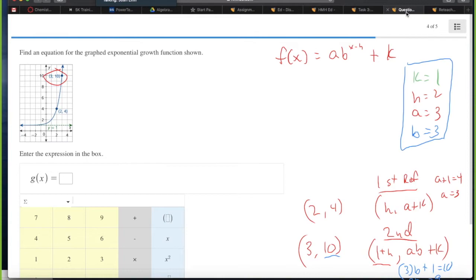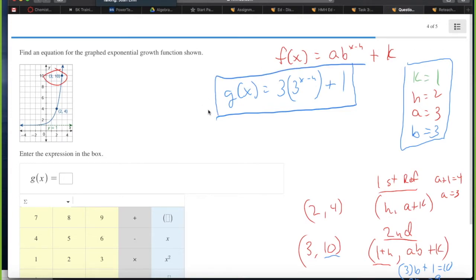So once we have these, then we can make our formula. g of x can be equal to a, which is 3, times b, which is 3, to the power of x minus h. We'll go ahead and put this in parentheses, just for funsies. And then plus k, which is 1. So this is our final answer.